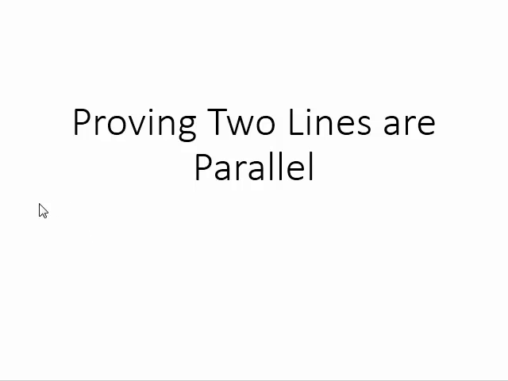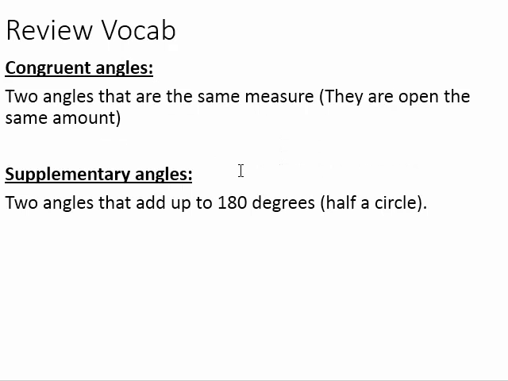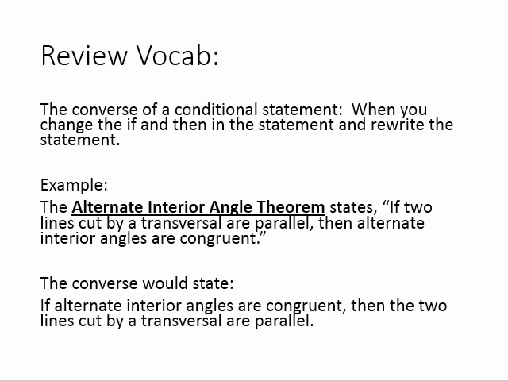In this video, we're going to prove that two lines are parallel using some theorems. To get us started though, we've got some review vocabulary. The first of which is congruent angles. Two angles are congruent if they have the same measure, meaning they open the same amount. Supplementary angles. Two angles that add up to 180 degrees or make a half circle are supplementary.